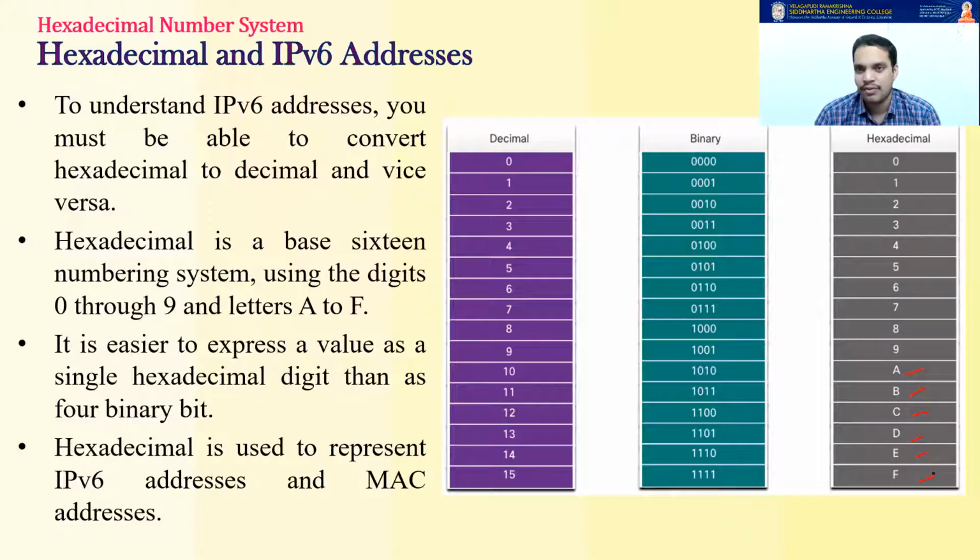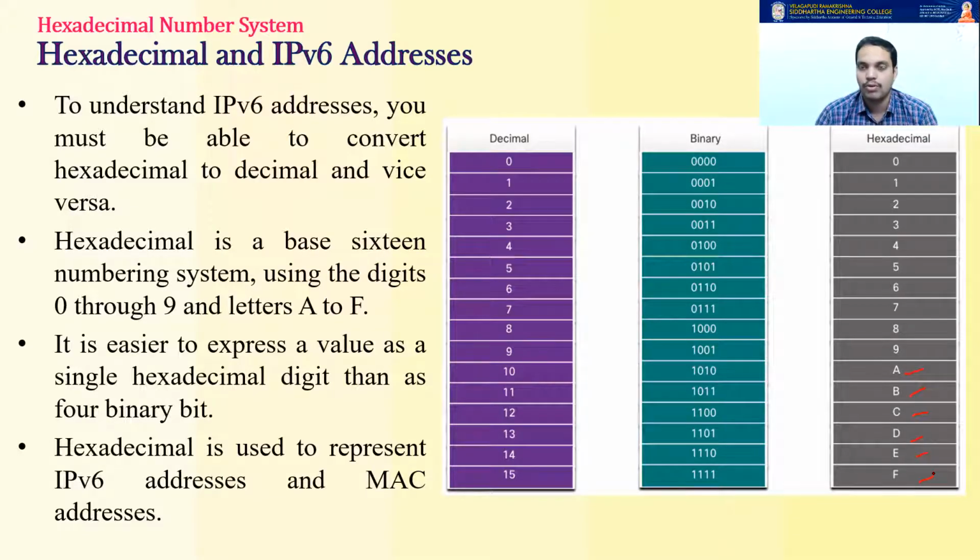So you might have a doubt: why do you bother about hexadecimal? Why can't we simply write it in decimal or binary? Because your IPv6 address is 128 bits in length. It's not 32, it's 128 bits in length. It is 4 times larger.